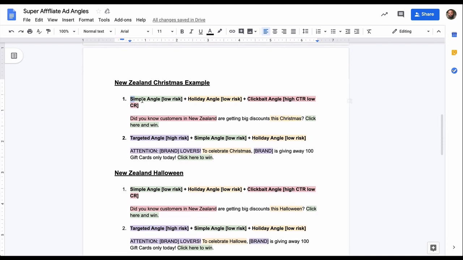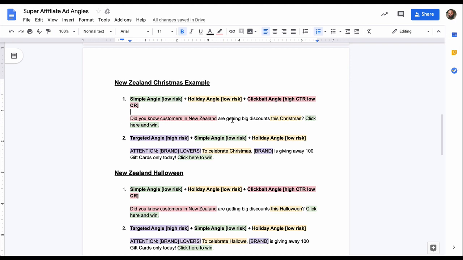I've color coded it so you can see where the simple angles are in this text, where the holiday angle is in this text, and where the clickbait angle is in this text, right? So everything's color coded, so it should be very clear what's going on. As you can see, the question is, did you know customers in New Zealand are getting big discounts this Christmas? Click here and win, right? So I've merged 3 angles into one big angle.